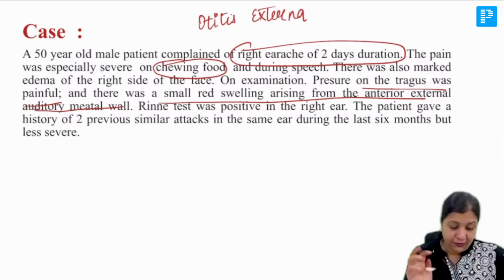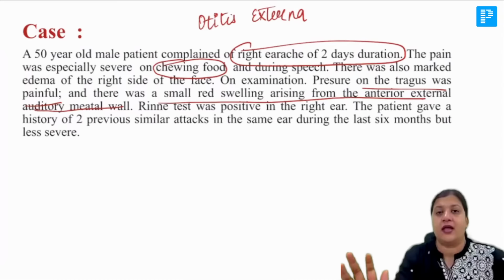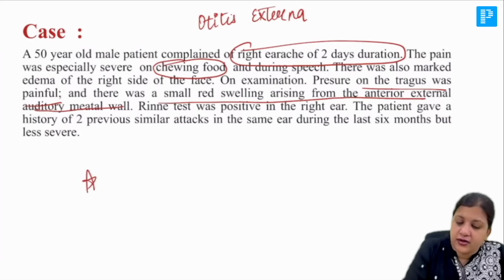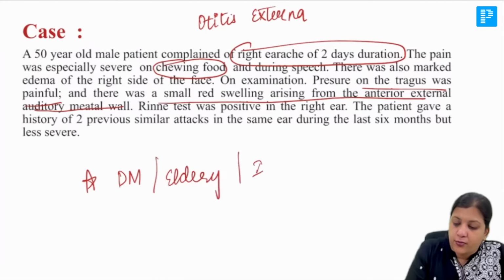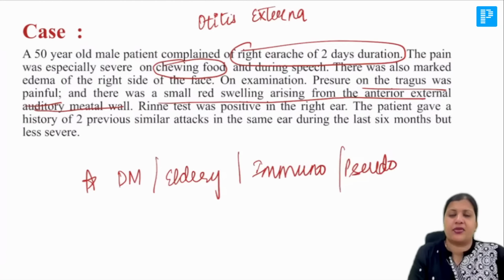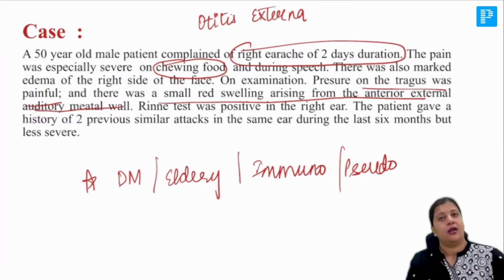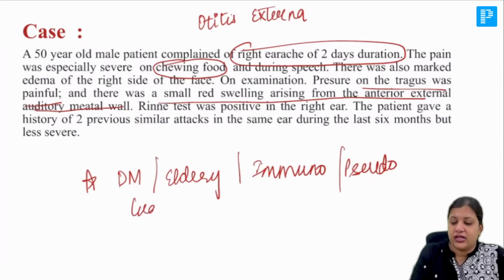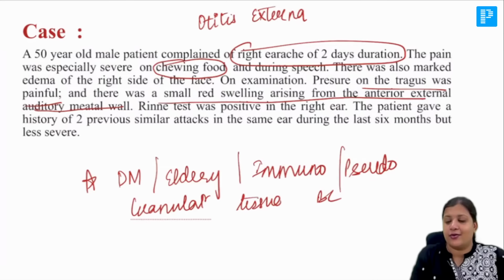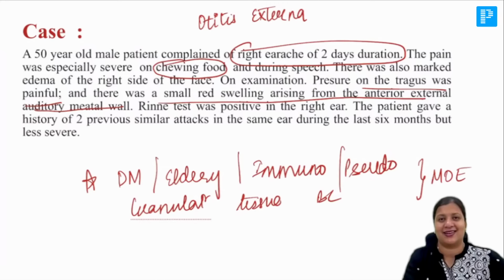Okay, so I'm seeing some of you have written diffuse, some of you have written malignant. First of all, is the word diabetic, elderly, immunocompromised, pseudomonas given to you anywhere in the question? Anywhere is it given? No. Have they given you granulation tissue at the bony cartilaginous junction? No. So can I tell it as malignant otitis externa? They are not given, so it's not malignant otitis externa. So one is ruled out, MOE is ruled out.